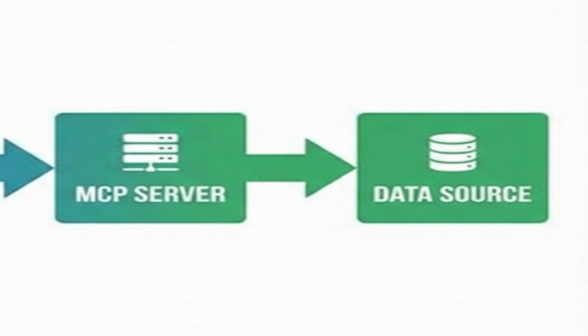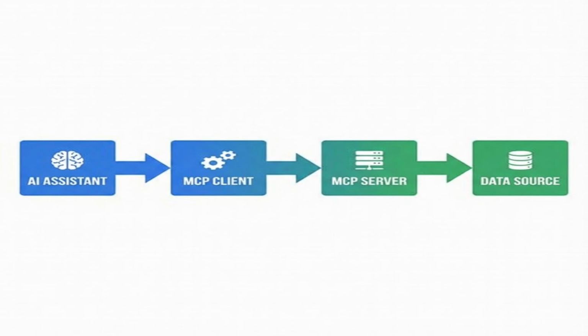This could be your local file system, a Postgres database, or a protected internal API. Because the server runs locally or within your private network, it keeps your data secure. You aren't uploading your whole database to the cloud, you are just providing the AI a controlled way to query it.